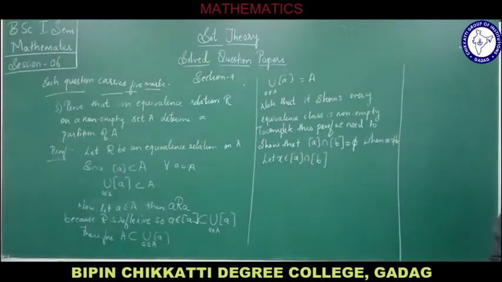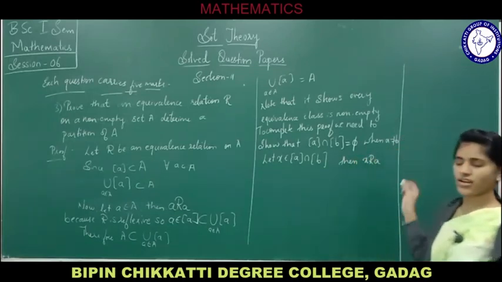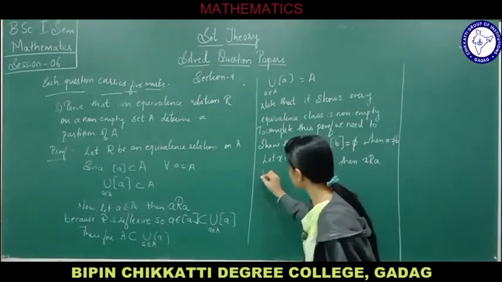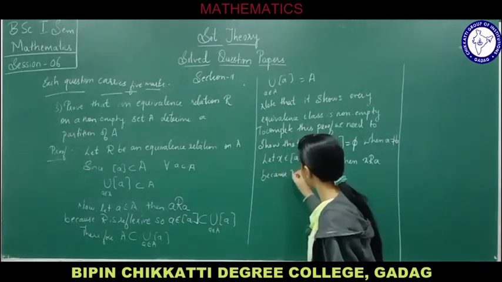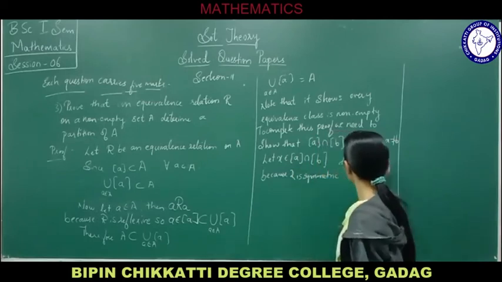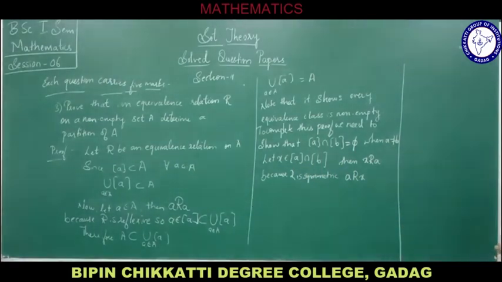What does this mean? x belongs to A intersection B. Then x is related to a, right? Then x is equivalent to a, or x is related to a. How? Because R is symmetric, we can write a is related to x, or a is equivalent to x.